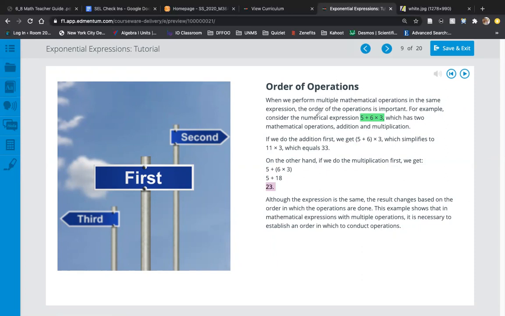So math is about rules. It's about order. It's about just following the rules to get the answer. So it can't possibly be that 5 plus 6 times 3 has 2 answers. It's either equal to 33 or it's equal to 23. It can't be equal to both of them. That would just cause a lot of problems in life.